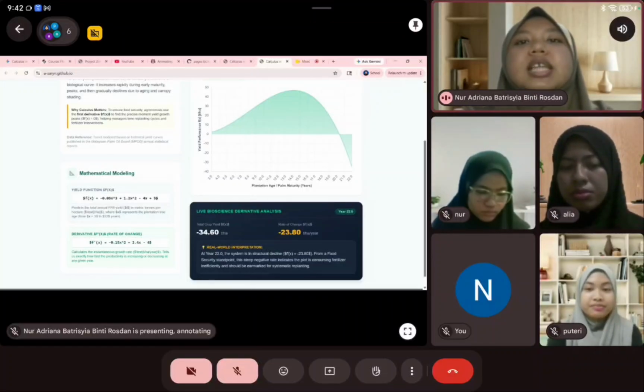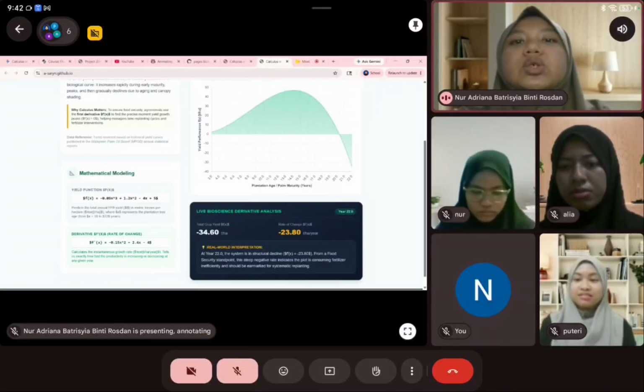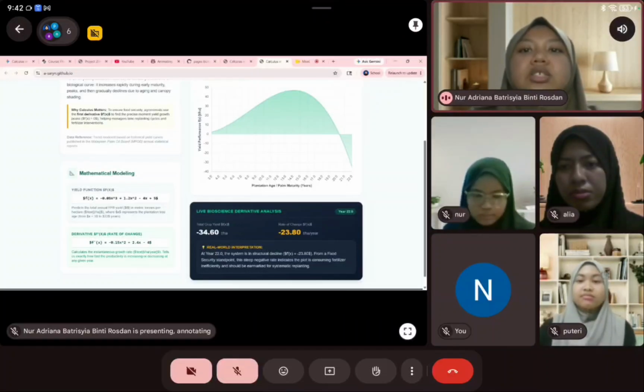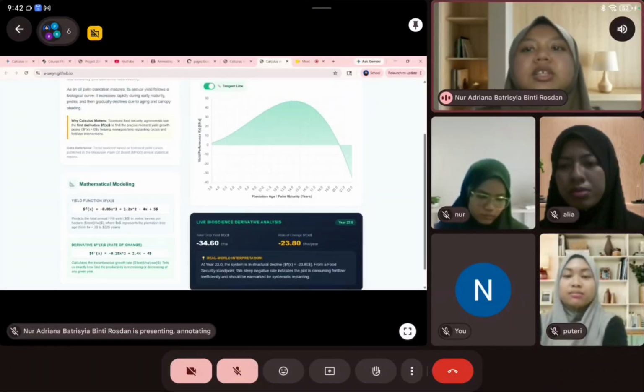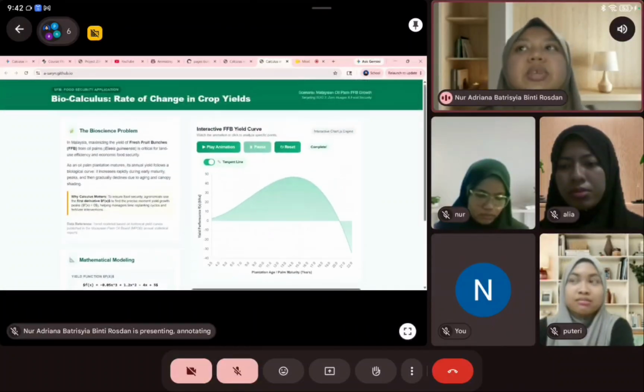From a food security standpoint, this steep negative rate indicates the plot is consuming fertilizer inefficiently and should be earmarked for systematic replanting. That's it from me.